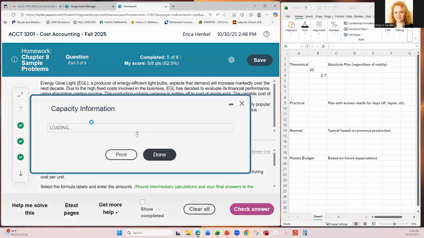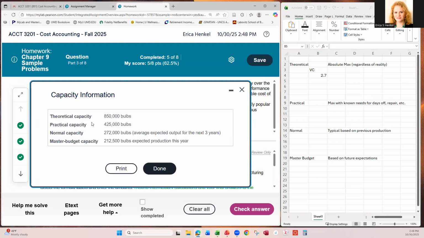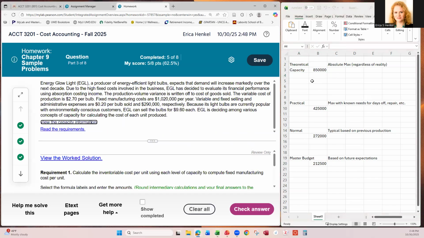Okay, so let's look at our capacity information here. Okay, so we've got theoretical capacity here. 850,000 bulbs, and here are 425,000, 272,000, and 212,500. Okay, so label that.